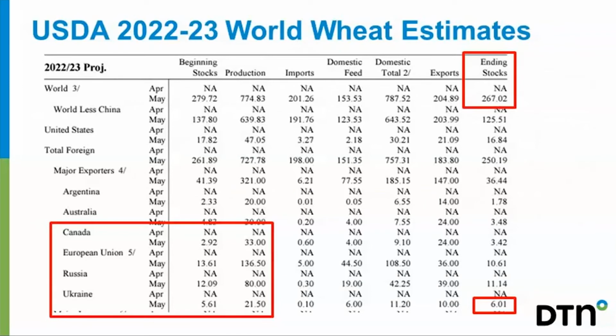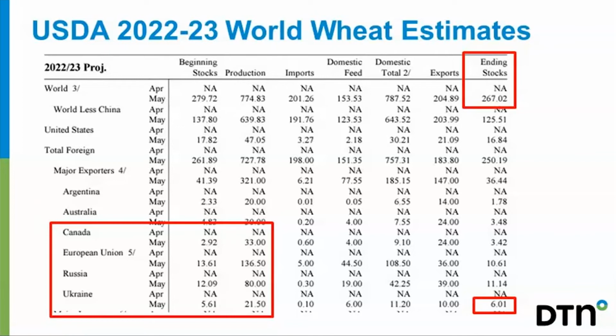Here are the new crop estimates for the 2022-23 season. And as you see in the upper right-hand corner, we have a new world ending wheat stocks estimate of 267 million metric tons. Now, that is quite a bit less than was expected. The trade was looking for something closer to 272 million metric tons. This, if it bears out to be true, will be the lowest tally of world wheat stocks in 6 years.